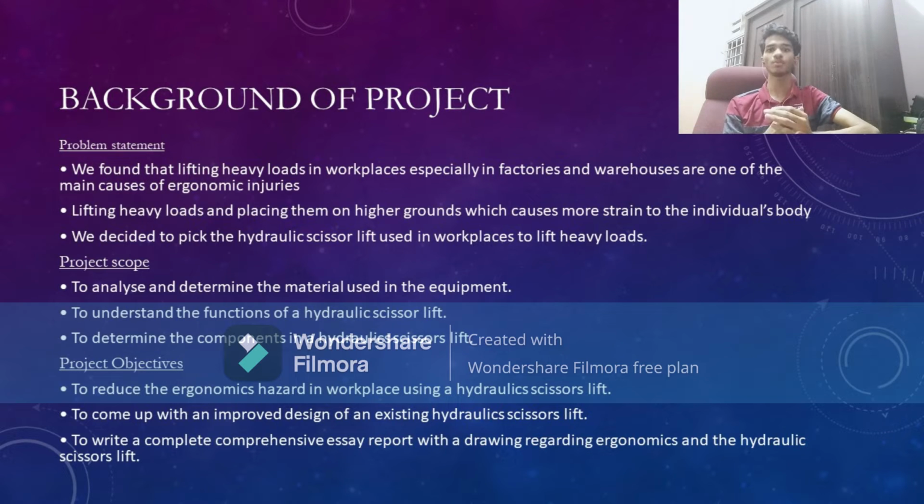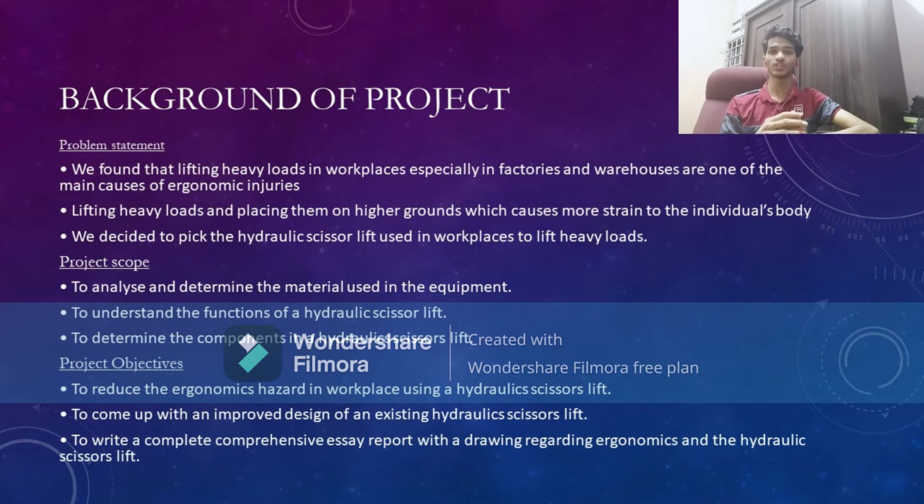Today we're going to be talking about the background of the project. Problem statement: we found that lifting heavy loads in workplaces such as factories and warehouses is the main cause of ergonomic injury. Lifting a heavy load and placing it on a higher place causes even more strain on the individual's body. Therefore, we decided to pick the hydraulic scissor lift used in workplaces to lift heavy loads.